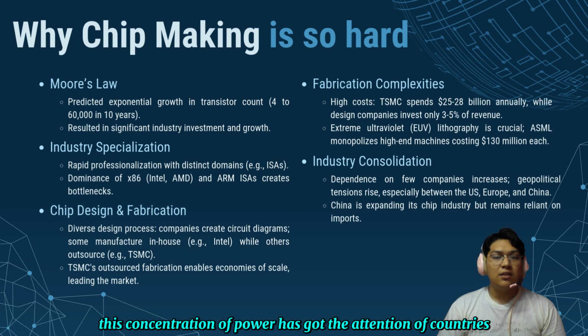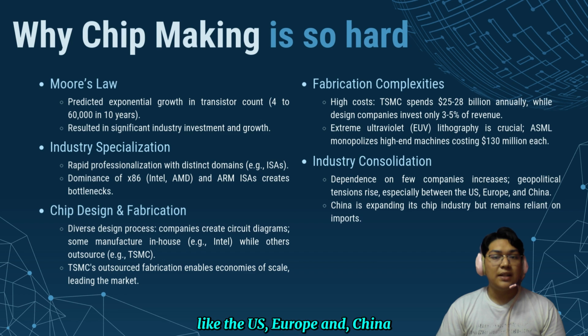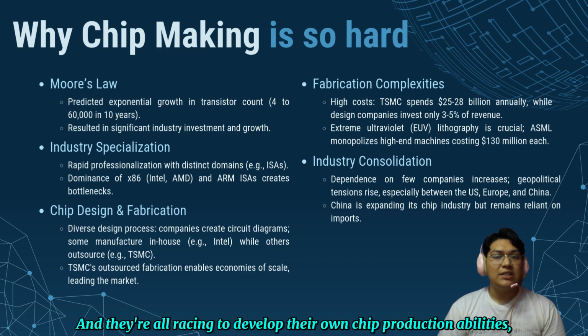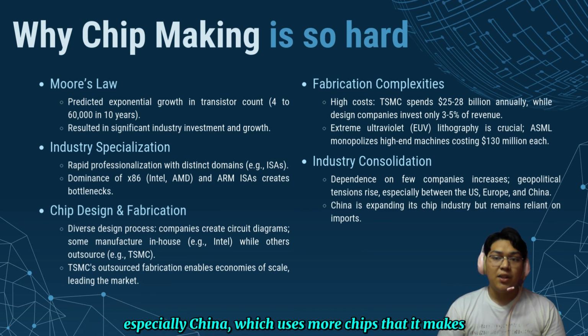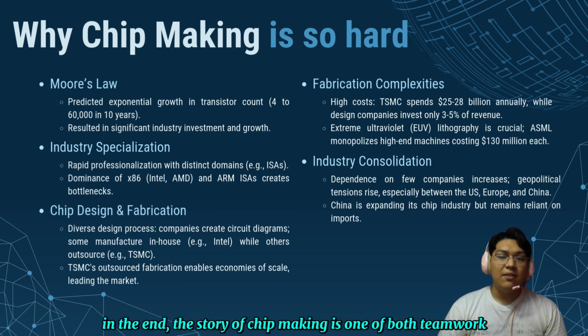This concentration of power has caught the attention of countries like the US, Europe, and China, and they're all racing to develop their own chip production abilities, especially China, which uses more chips than it makes. In the end, the story of chip making is one of both teamwork and extreme precision.